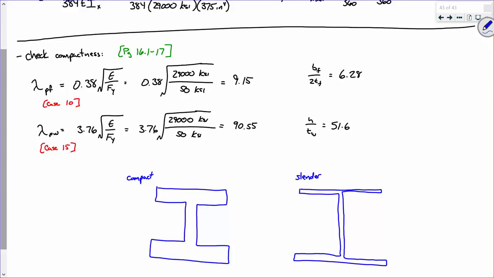So this compact shape over here, these elements are not very slender, right? Make sense? These are a measure of the slenderness of this and this. Sound good? Okay. These are how slender our section really is. These are the limits. Okay? Make sense? So because our actual slenderness is smaller than our limits, we have a compact shape and we're good.